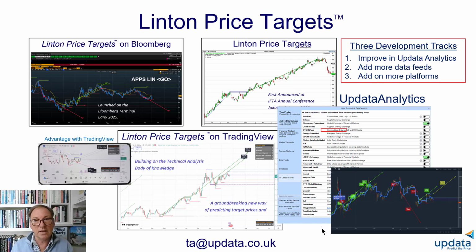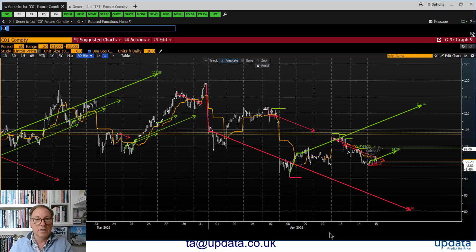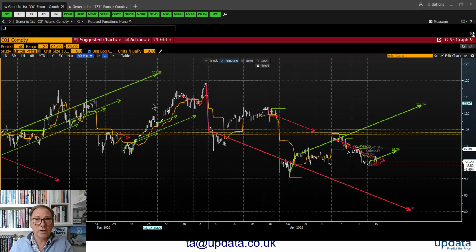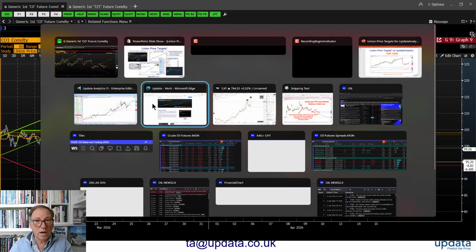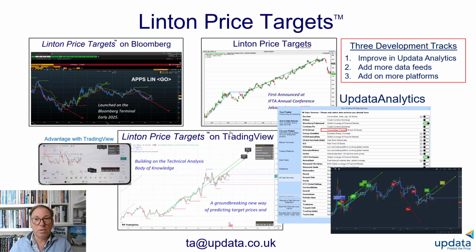But the key thing is that the price targets are going onto more and more platforms all the time. And so they're on Bloomberg. And in fact, I've got them running here on my Bloomberg. So these are the targets on Bloomberg. They're on TradingView as well. So, and they're being added to more and more platforms.